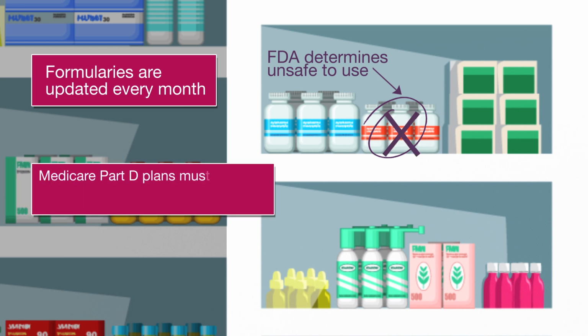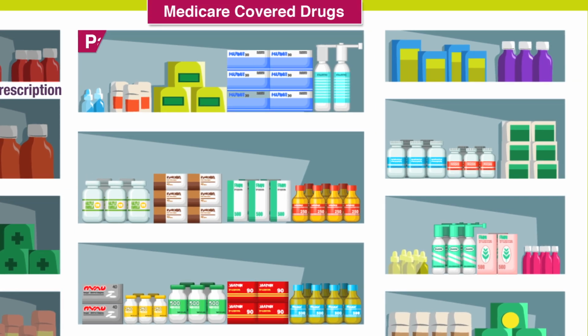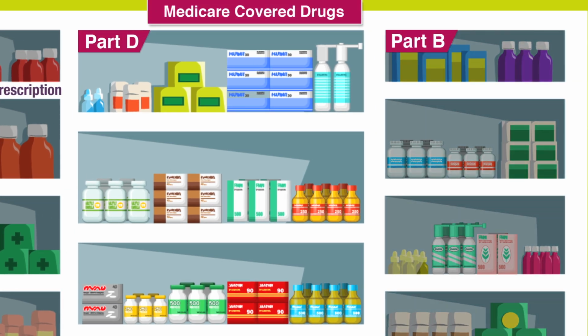Medicare Part D plans must provide written notice at least 60 days before they make any formulary change that affects a drug you take. Certain drugs are not covered under a Medicare Part D plan, such as non-prescription drugs, those covered under Medicare Parts A and B, and those not approved by the Food and Drug Administration.